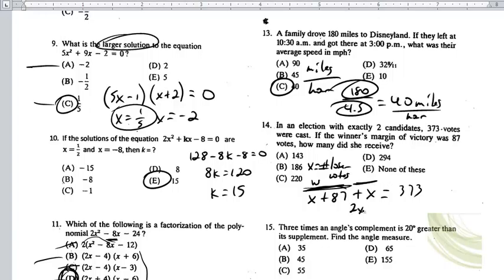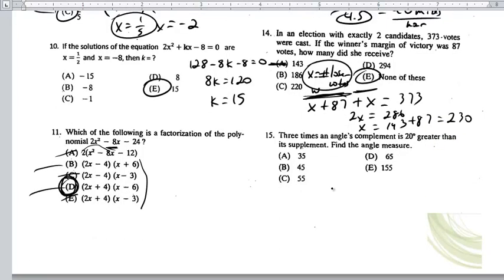So I got 2x equals, subtract 87, and I get 286, and divide by 2. So I get 143. Now there's the answer, 143, right here, math fans. Okay, but it says how many did the winner receive? That's the loser. Remember, we already defined it. So you're going to say that plus 87, which is 230. And that's not up here, so it's none of these. See, sometimes it is none of these. Okay?